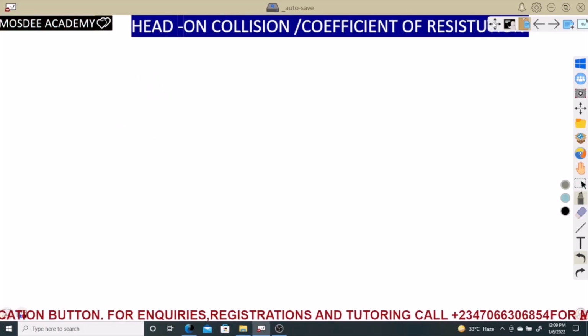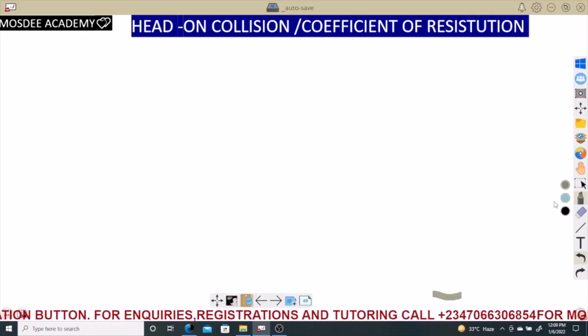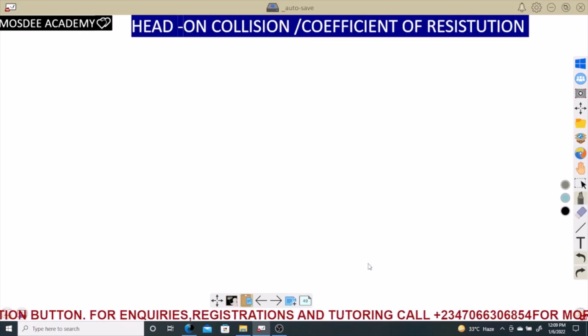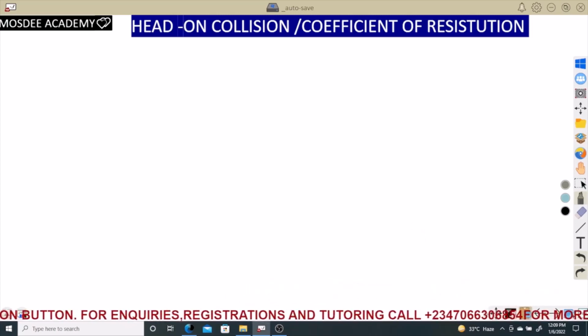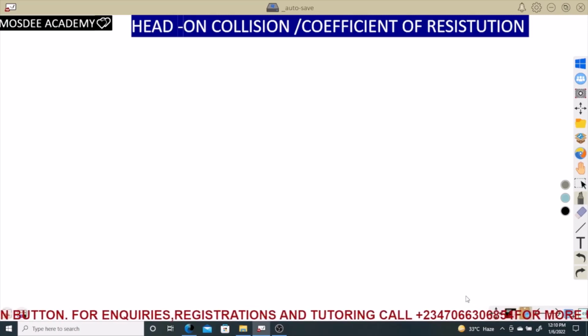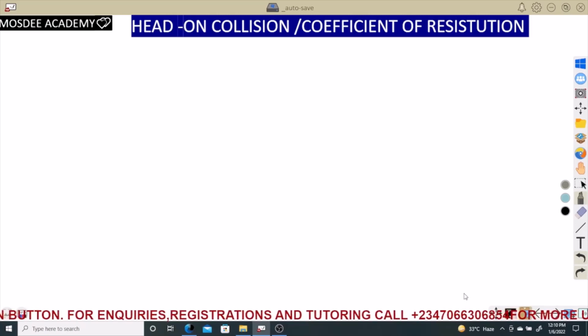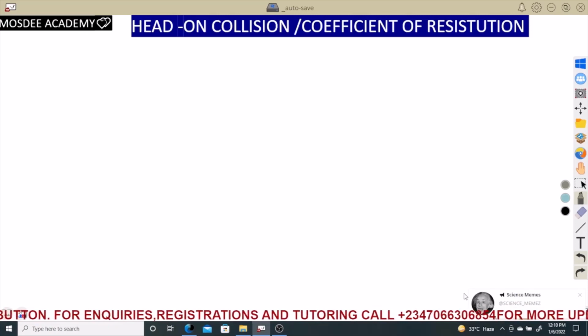So we move to the next concept, which is what we call the head-on collision and the coefficient of restitution. My dear students, this is also very important for UTME and JAMB students, as they are going to be tested on it. In fact, in the last UTME examination, a coefficient of restitution question was asked, which was a simple question anyway.